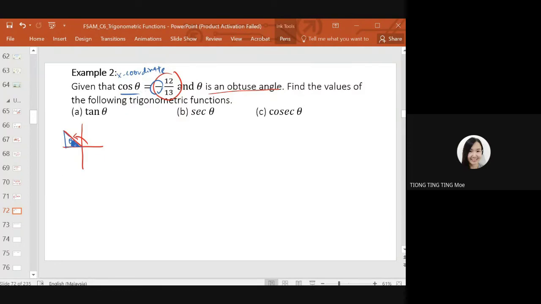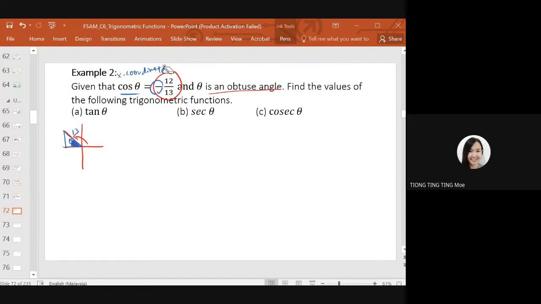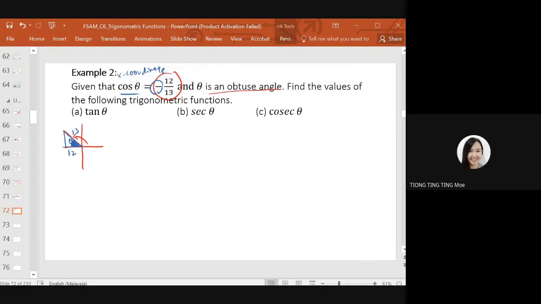Is it opposite over H, 12 over 13? Did I label wrongly? Yes, I labelled wrongly. Cos is SOHCAHTOA, A over H. A is 12, H is 13. Then what is the value for this side, Y, or sin theta? Y equals the square root of 13 squared minus 12 squared. Or if you can get the answer straightforwardly, you know the value is 5. So 13, 12, 5.